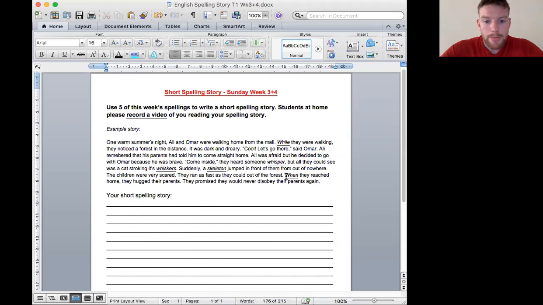Conclusion or ending. When they reached home, they hugged their parents. They promised they would never disobey their parents again. So, conclusion. Lesson learned. What was the lesson learned? They promised they'd never disobey their parents again. Their parents had asked them to come straight home, but they decided to go into the forest. So they vowed or they promised they would never disobey their parents again. Okay, so guys, that's my sample story there.